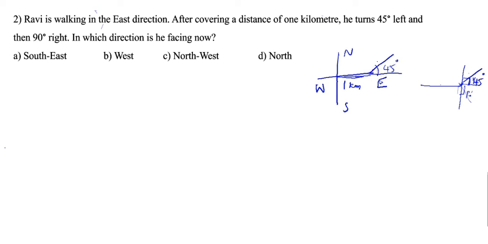So 90 degree right. Left means this side is left, this side is right. So right comes this side. So this is the 90 degree, this is the right angle. In which direction is he facing now? You see, this is the east direction, this is the south direction. So he is facing southeast direction.